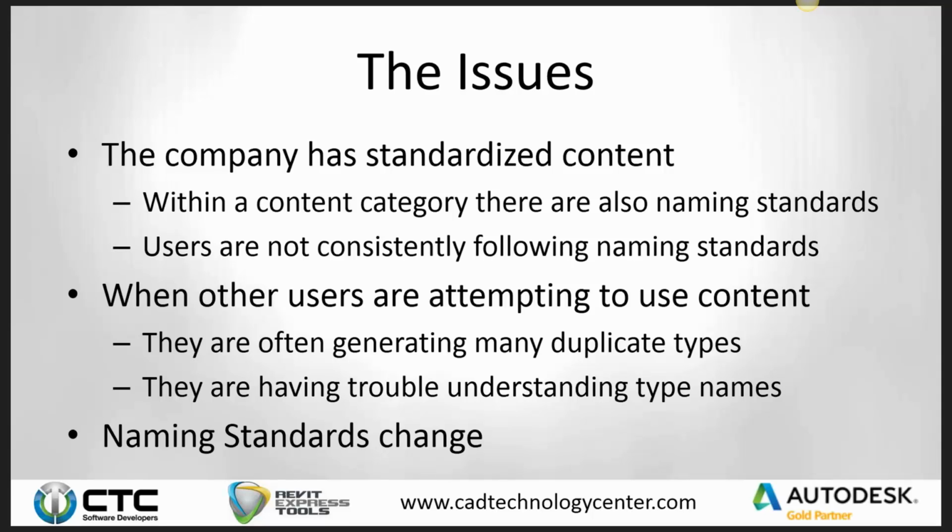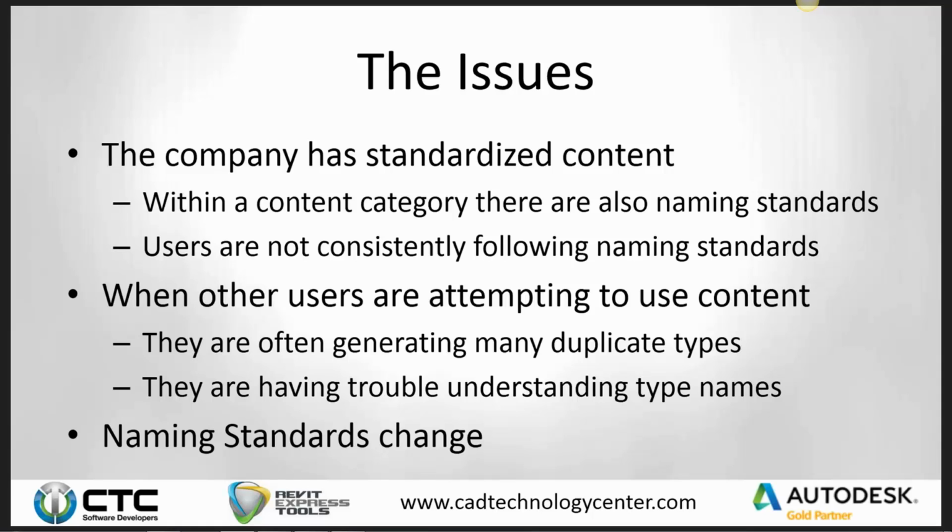Unfortunately, users either aren't aware of those things or don't really care or are getting lazy, and they're not consistently following naming standards. What happens is when you have other users who are also in the project, or even the same users, when they're generating a type, sometimes they don't rename it properly. And then trying to find out what's in that type later on can get a little confusing. Usually users will generate multiple types that are exactly the same thing, but they all have different random names, and that can be a problem. Other users then have difficulty understanding type names in general if they're not consistent with naming conventions, or again, they're just duplicating multiple types.